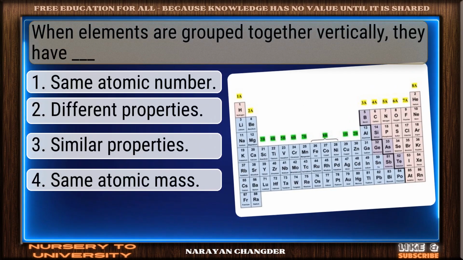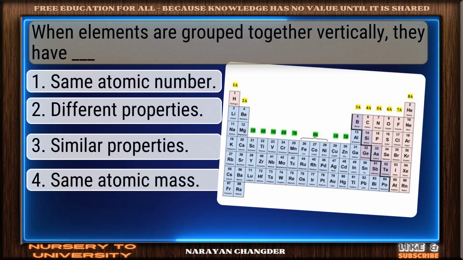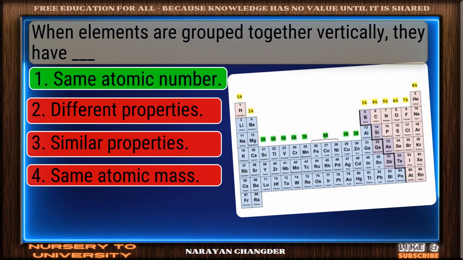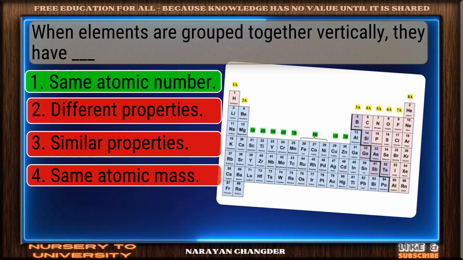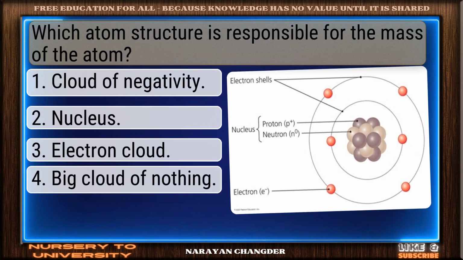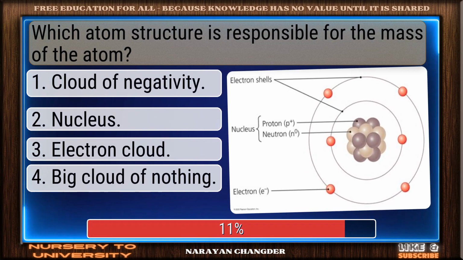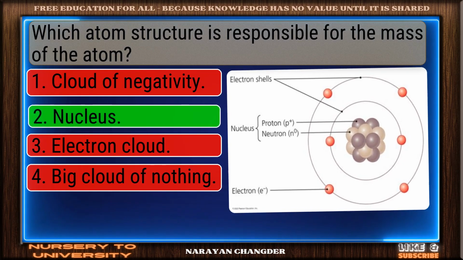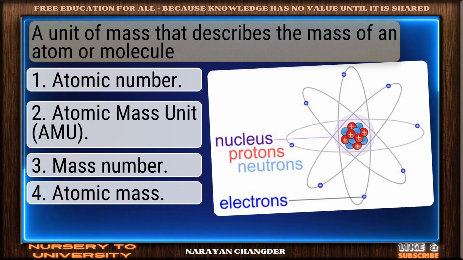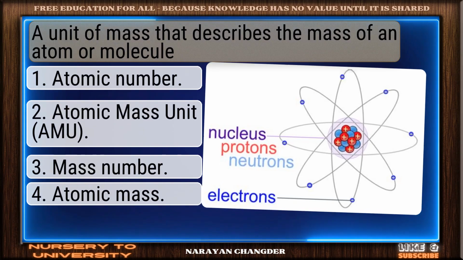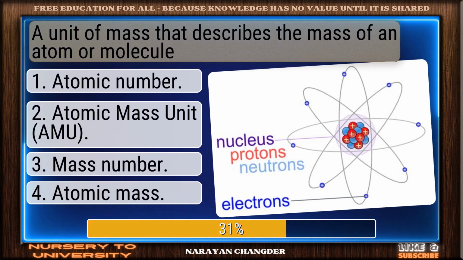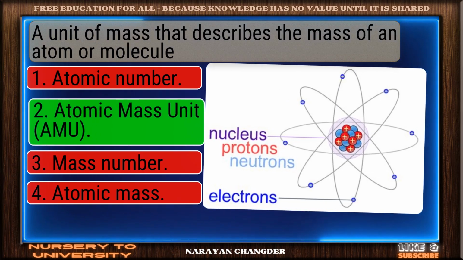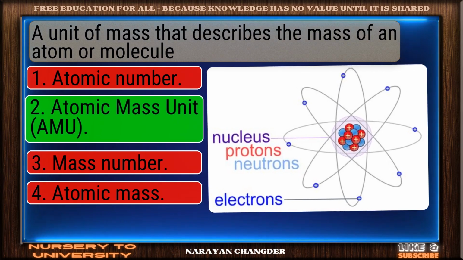When elements are grouped together vertically, they have dash. Right choice. Same atomic number is the best answer. Which atom structure is responsible for the mass of the atom? Exactly. Nucleus makes sense. A unit of mass that describes the mass of an atom or molecule. Well done. Atomic mass unit is the right choice.